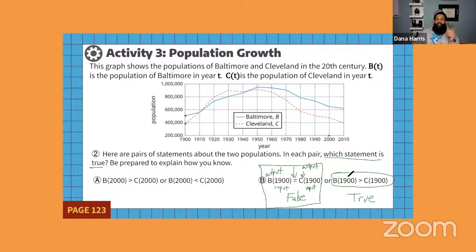Notice in this, we are given a certain input, which is in parentheses. And then we go to whatever that input value is. In question A, it was 2000. In question B, it was 1900. And then when we look at that, we just see which one is higher on the graph for the output value.